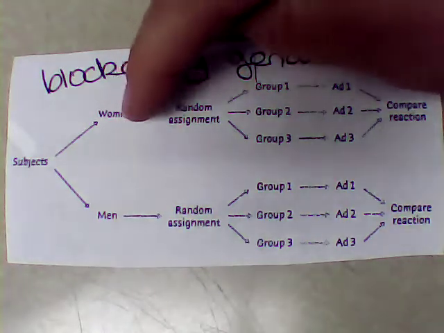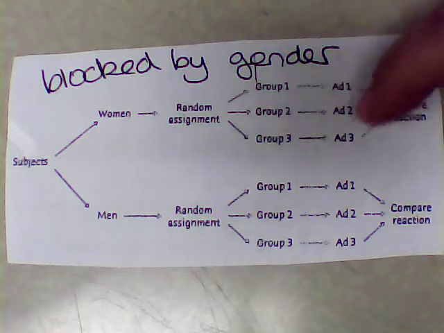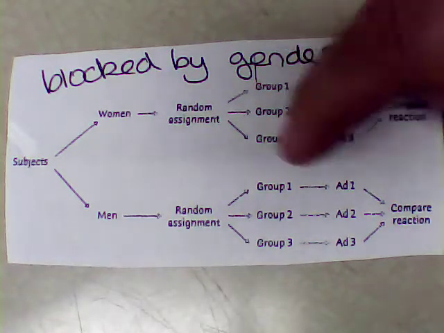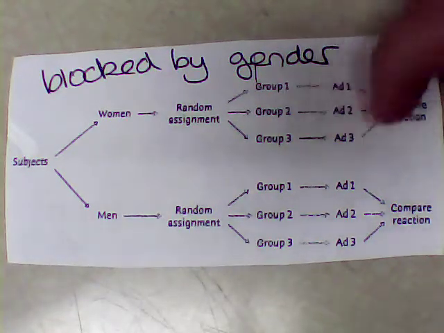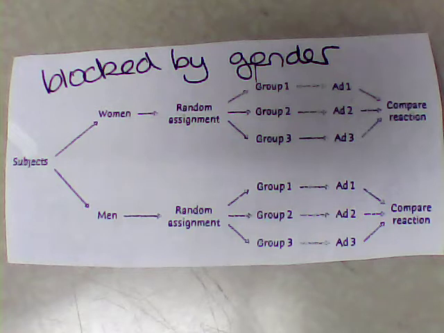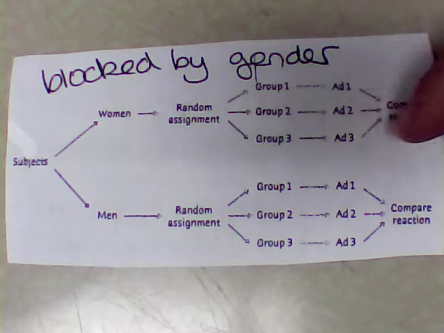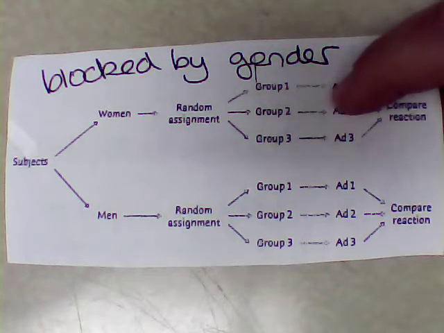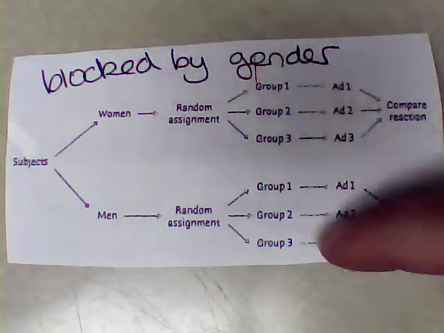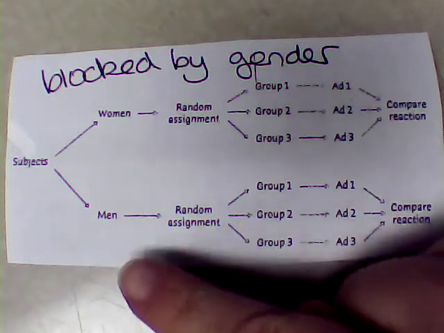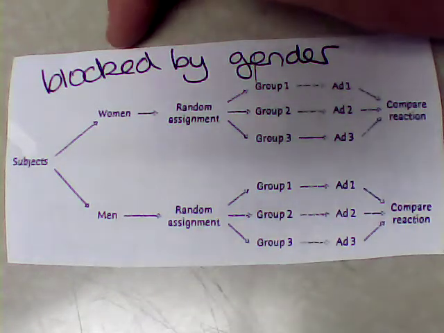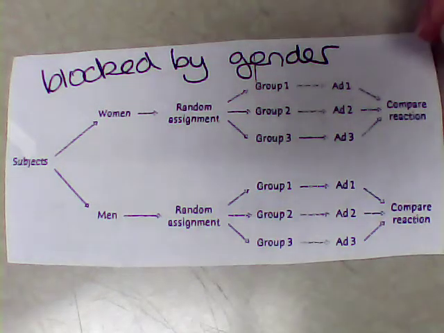So as soon as we made these blocks, each of these groups, they're all women. So there's less variation in these groups than there were when they could have been jumbled up with men and women. There's less variability in these groups since they're all women. There's less variability in these groups because they're all men. If we hadn't blocked by gender, the groups would have been more varied.